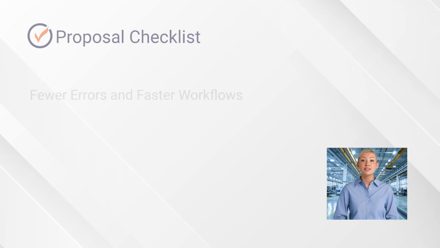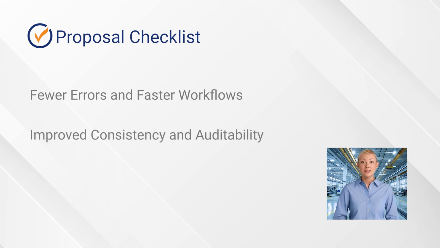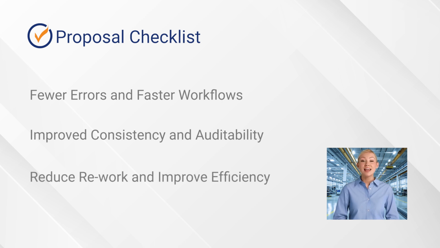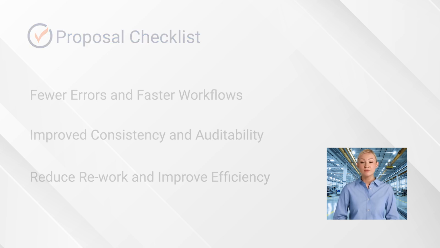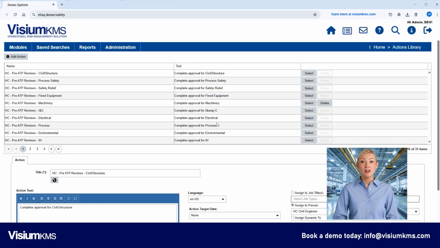For end users, it means fewer errors and faster submissions. For compliance teams, it means consistent categorization and an auditable record of how every decision was made. And for leadership, it means confidence that every proposal, whether a change or a recommendation, starts on the right path. No missed steps, no rework. Now let's look at how it works in the Tracker module.